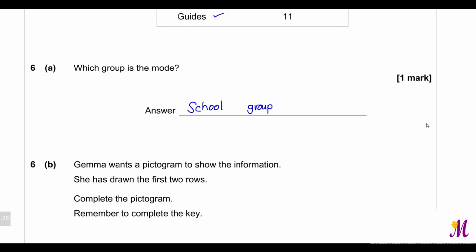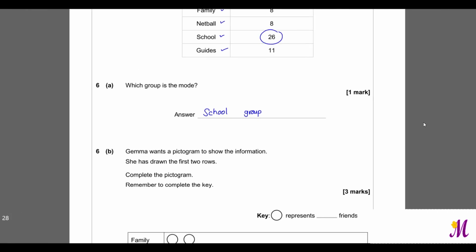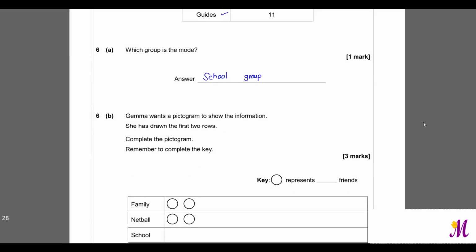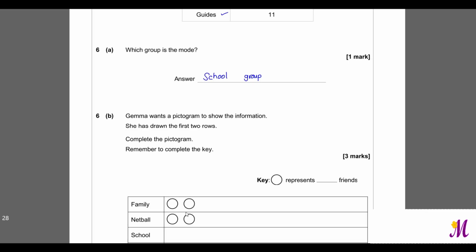Gamma wants a pictogram to show the information. She has drawn the first 2 rows. Complete the pictogram. And remember to complete the key. Okay, let's see the key of the circle. As you can see, she has 8 for the family group and 8 for the netball, and she drew 2 circles for 8, 2 circles for 8, so we know that one circle must be for 4 friends. This circle represents 4 friends.